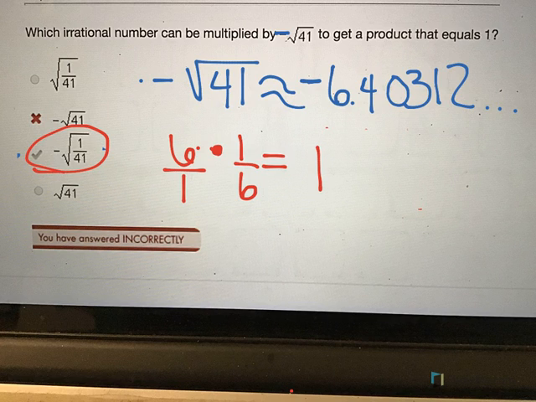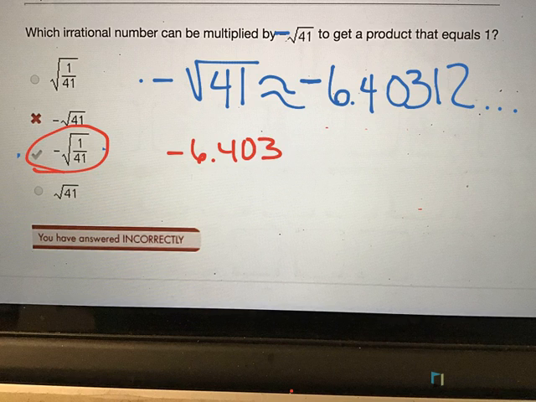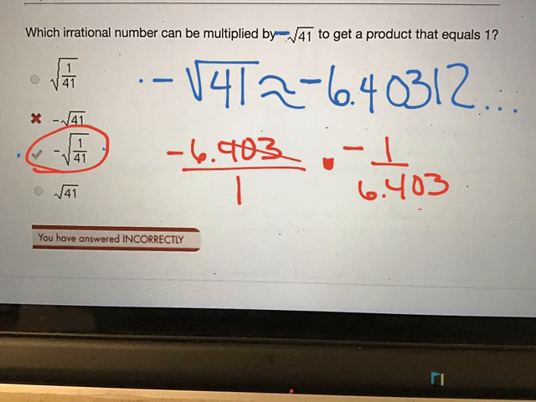So looking at that example, we can understand why this would be the answer, because negative square root of 41 is negative 6.403. I'm going to stop there just for time's sake, and then multiply it by negative 1 over 6.403. They cancel each other out, and a negative times a negative is a positive, and so your answer is 1. And that's why that's the answer.